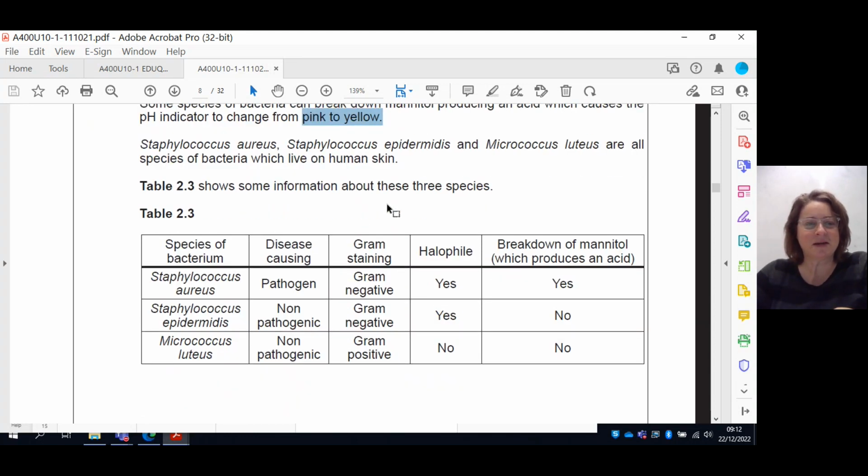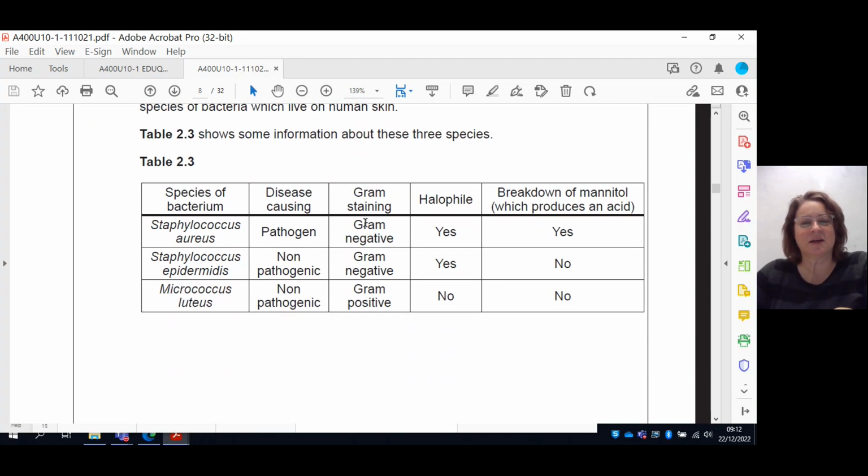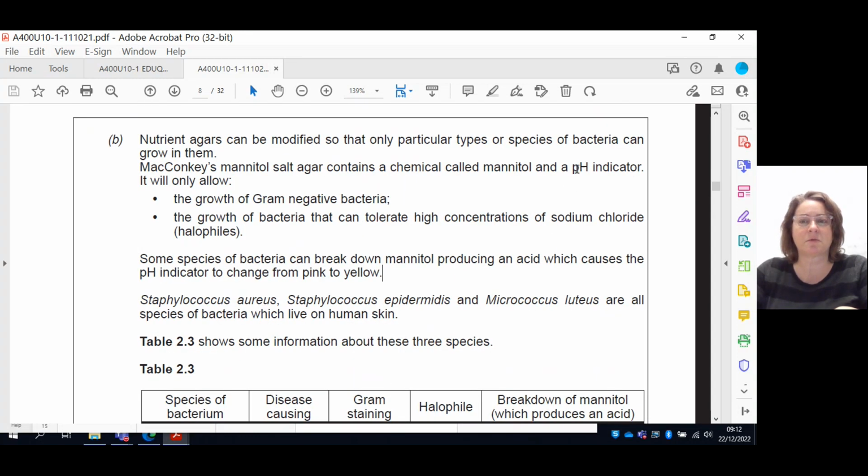It gives you a lot of information here about the gram staining. Are they halophiles or not? Are they salt loving? So you would automatically have to figure out from this table that the first two, your Staph aureus and your Staph epidermis, they are halophile, they are salt loving, and they should potentially do well. It also tells you breakdown products of that mannitol which produce an acid. Okay, so Staph aureus is producing an acid. This will go together with the pH indicator, which is going to change pink to yellow.